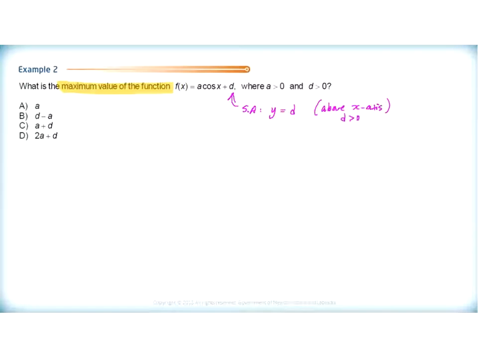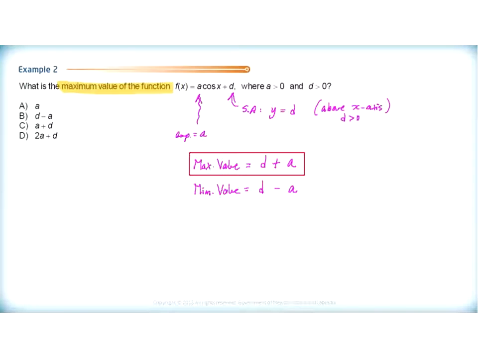In the meantime, we still need to look at the amplitude here. The amplitude is equal to a, which means that the maximum value of this function can be determined by taking d as your sinusoidal axis and adding a. And the minimum value of the function is the value of d, and you go a units below. So in this case, we were asked for the maximum value of the function. So the maximum value of the function is given to be d plus a, which is the same as part C, a plus d.